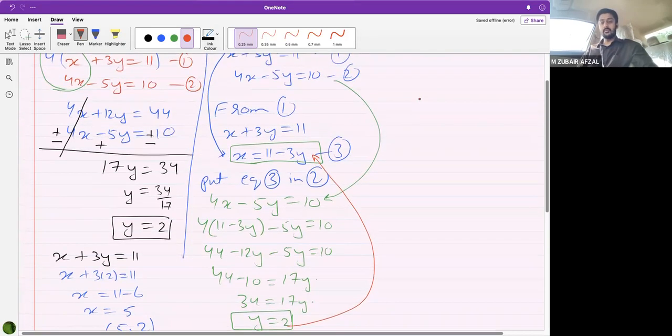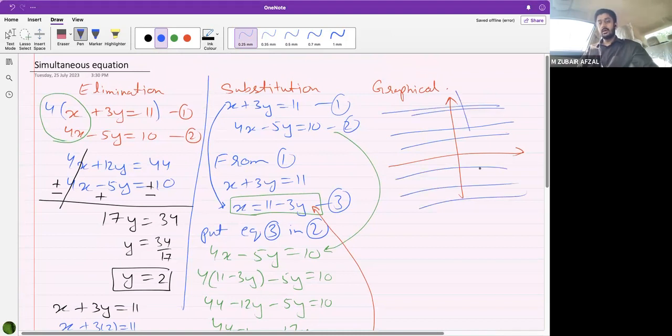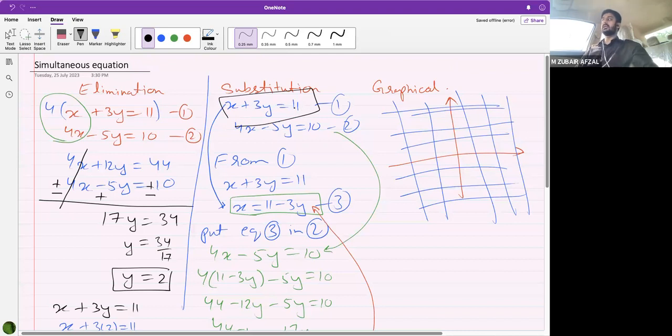The third method is the graphical method. That is very rare to be asked in exam, only if the grid is provided, if you have the x-axis, y-axis, and all the markings are provided, all the boxes are there. Do you remember how we plotted these? Let's say the first one, if I choose x as 1, then 11 minus 1 is 10, 10 by 3 is 3.3. So at x equals 1, y would be 3.3 and so on.